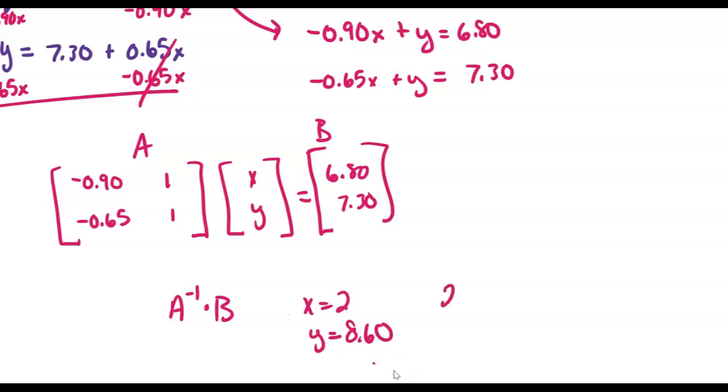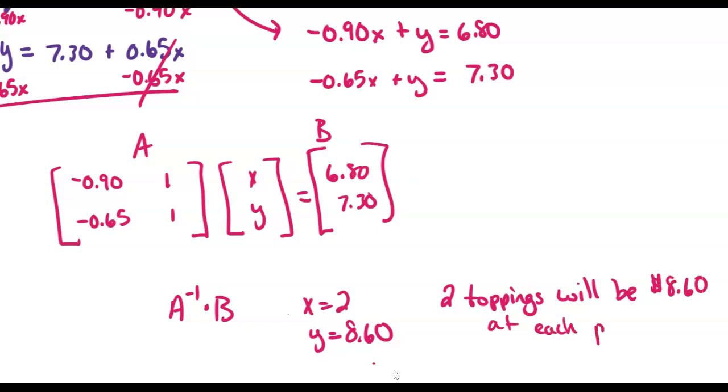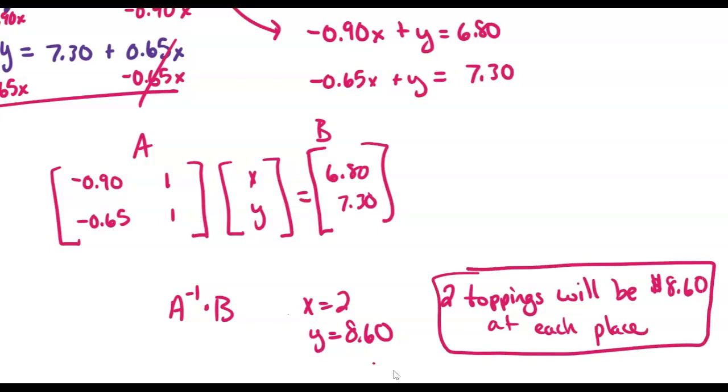So X is 2, that means 2 toppings. Y was the cost, so $8.60 at each place. That's when the cost is equal. So 2 toppings will give us an equal cost of $8.60 per pizza.